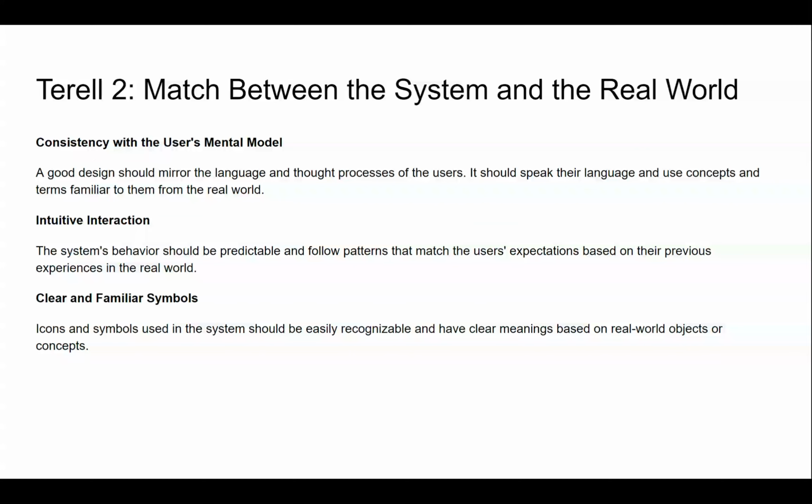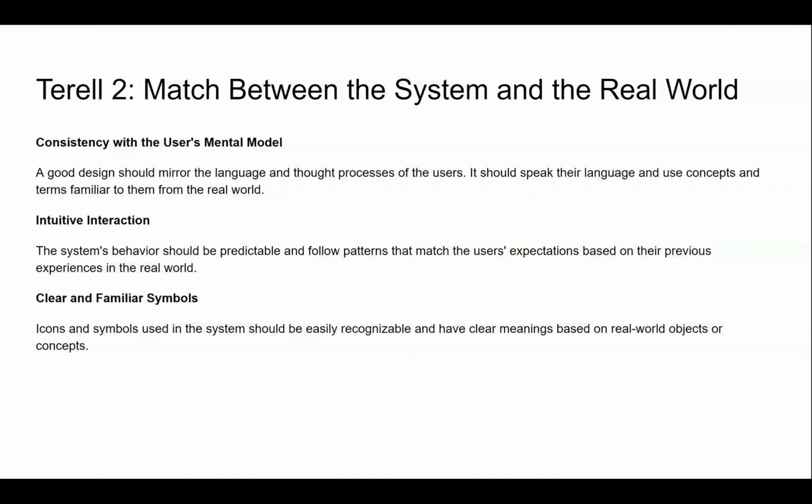A poor example might be, okay, I got to use 3 fingers to tap on the light bulb to turn it on. That's not predictable, nor does it make sense. It doesn't follow any patterns that match the user's expectations based on previous experiences in the real world. So you want to make sure that everything makes sense, that it's predictable, and that it follows the patterns, so it's not confusing to the user.